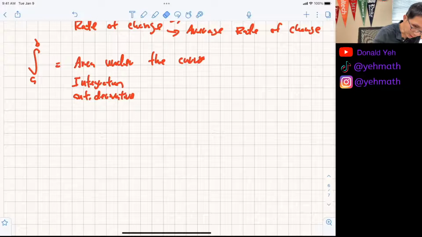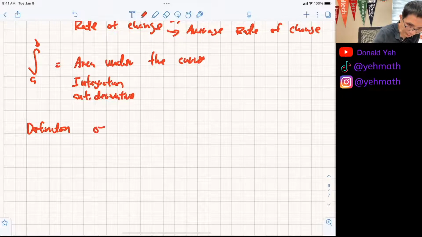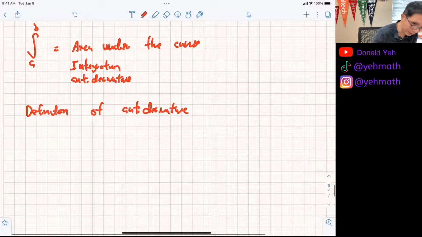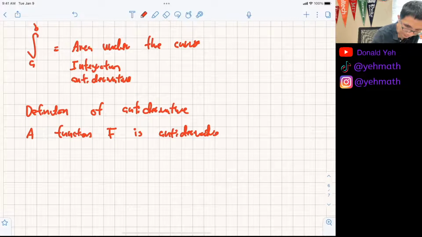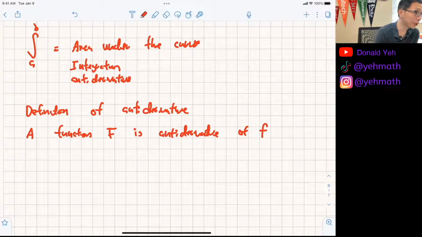Okay, so let's talk about the definition of integral. Now this one's not going to test it. Antiderivative, sorry, antiderivative. So let's talk about certain things. We're going to say a function capital F is the antiderivative of non-capital f. So you have to think about layers. The highest layer is going to be capital F. Then it's a non-capital f, which is the derivative of that.